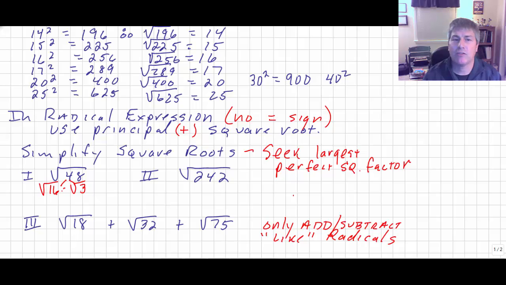If you're familiar with factoring trees, this will look familiar. Well, the square root of 16 is 4, and the square root of 3 is fully simplified, so the square root of 48 would simplify all the way to 4 square root of 3. We would do the same thing for 242. Hopefully you would see inside here the square root of 121 times the square root of 2, and you'd simplify that all the way to 11 square root of 2.